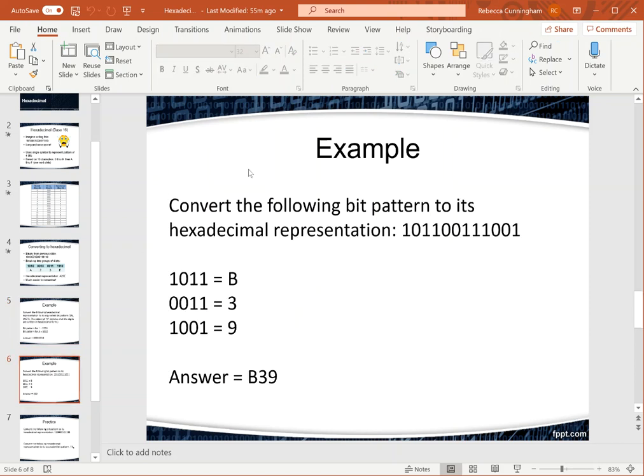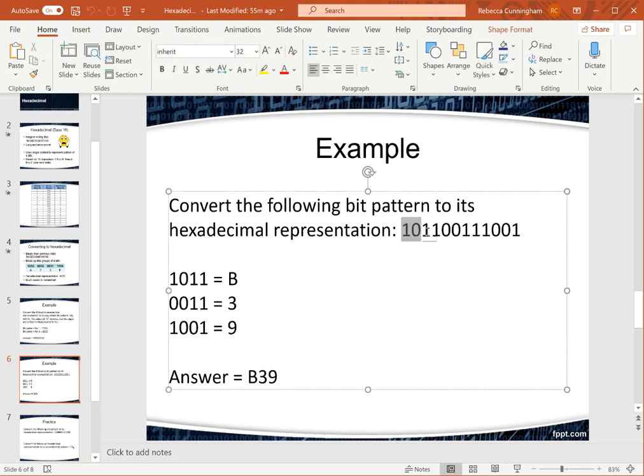All right, let's look at going the other way. Convert the following bit pattern to its hexadecimal representation. So here is a pretty long bit pattern. This has 12 bits, and if you know it has exactly 12, you can start on either end. I usually start on this end, just in case they're not multiples of 4.